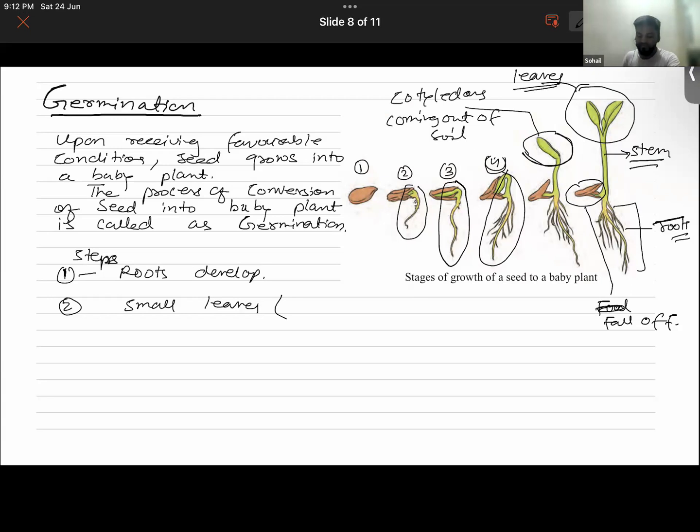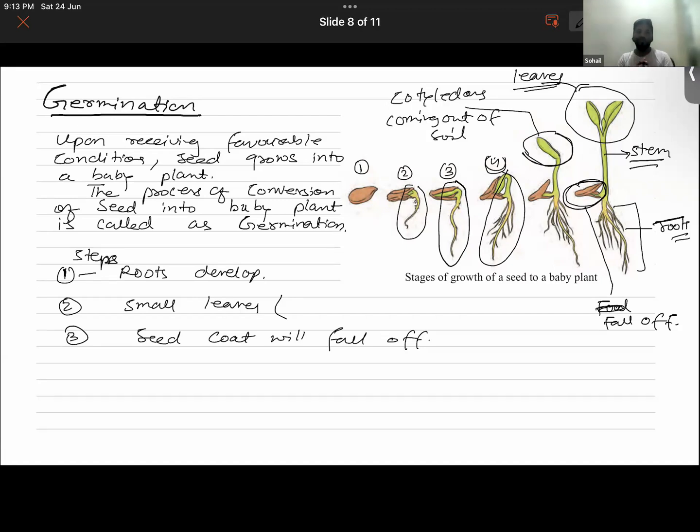Okay, and the seed coat will also fall off. This seed coat will also come out in the last stage. So that is how germination basically takes place. All right. So that's it for today. So this is how germination of the seeds basically takes place.